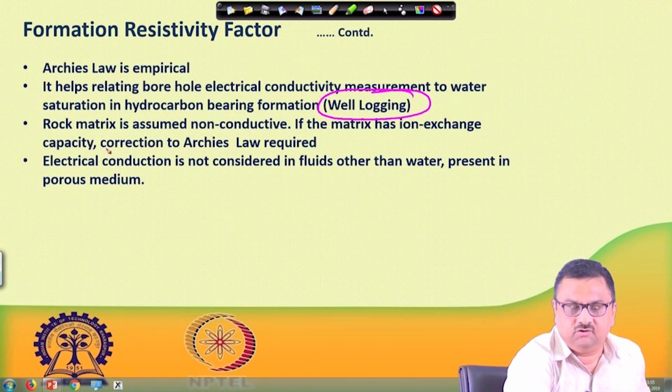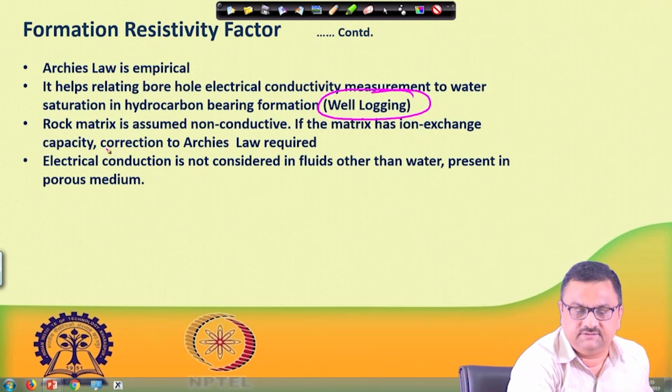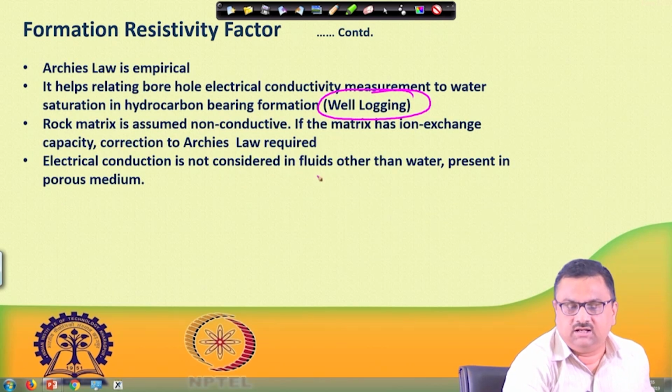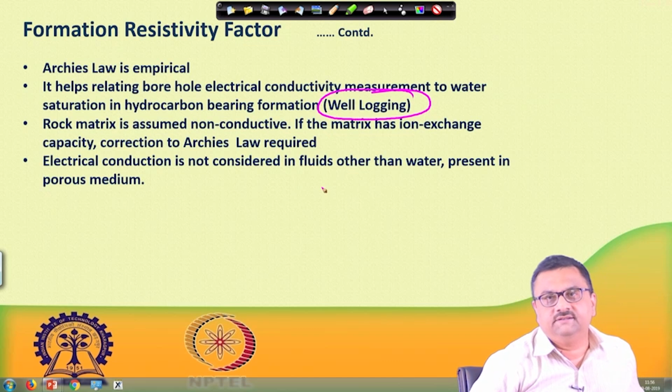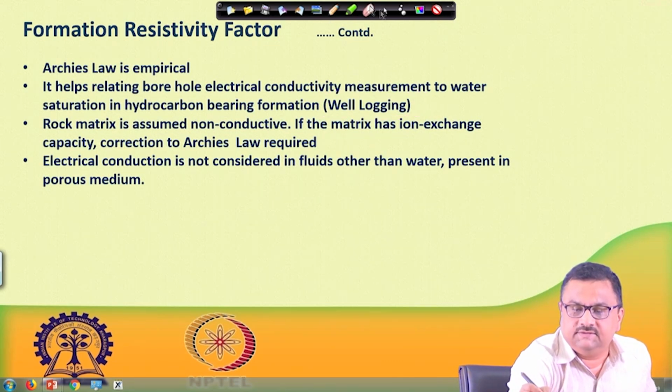So, here you assume the rock matrix is non-conductive. If the matrix has ion exchange capacity, then some correction is required, and electrical conduction is not considered in fluids other than water. So, if you have oil and water, you will assume only electrical conduction is in water. So, these are some of the points to be noted in this context.